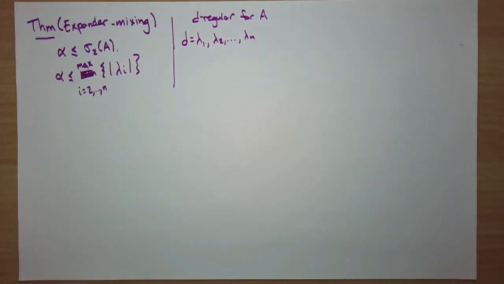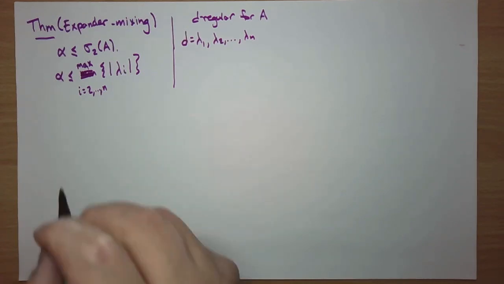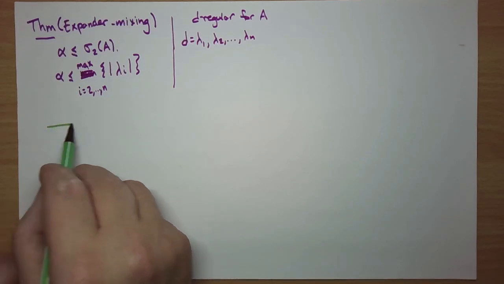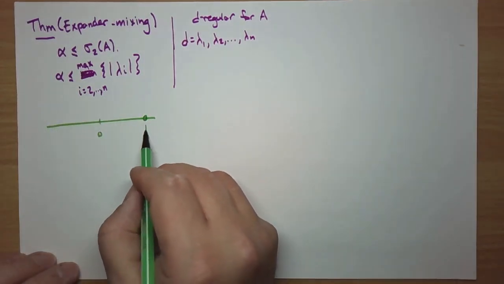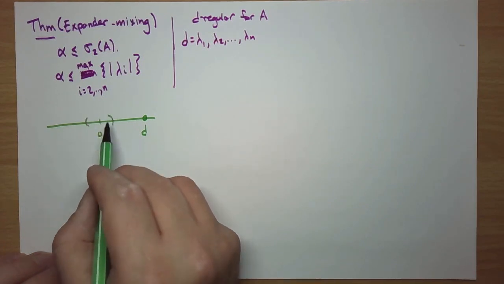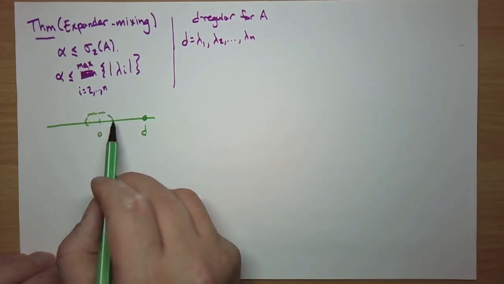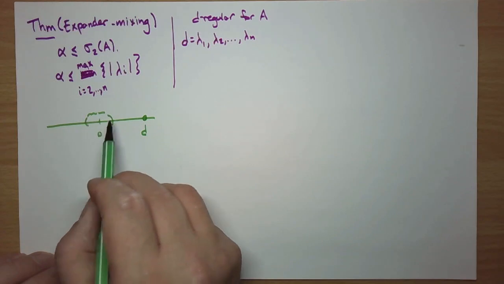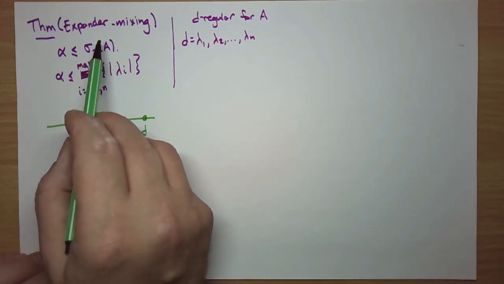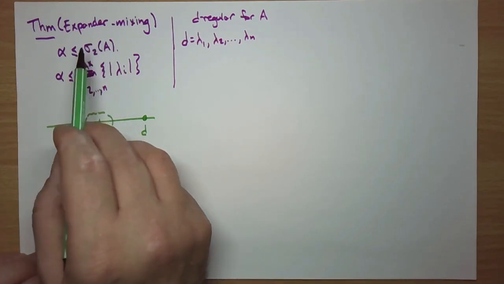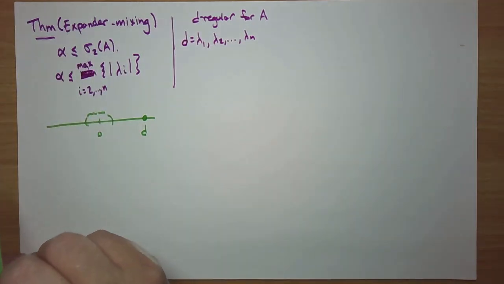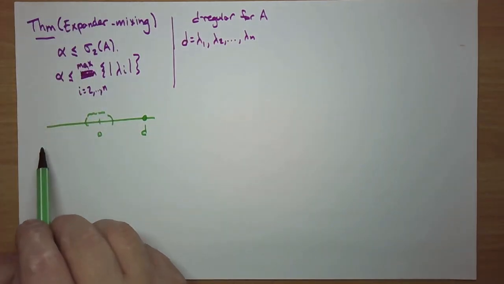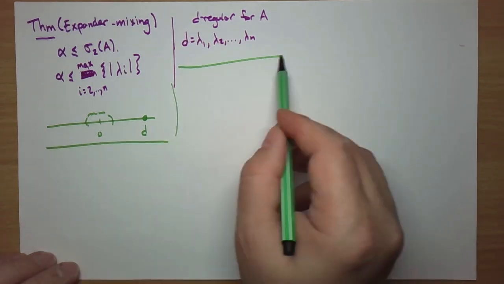So the max. Oftentimes the way this is phrased when they talk about expander mixing is you have one eigenvalue of d, and what you'd like is for all your other eigenvalues to be small. If all your other eigenvalues are small, that makes sigma 2 small, which makes your discrepancy small.